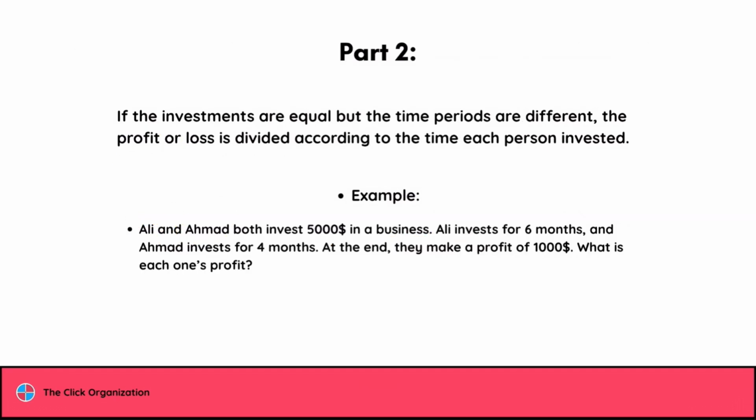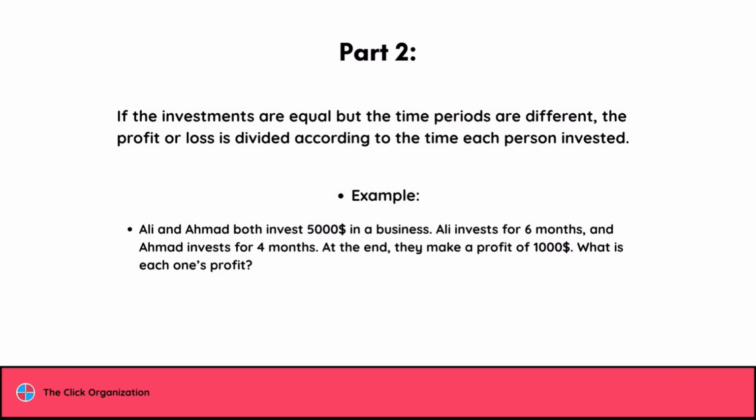The second one, if the investments are equal but the time periods are different, the profit or loss is divided according to the time each person invested. What does this mean? So if the investments are equal but the times are different, we focus on times and we use proportional division to understand the profit or loss of each partner. Take a look at this example.